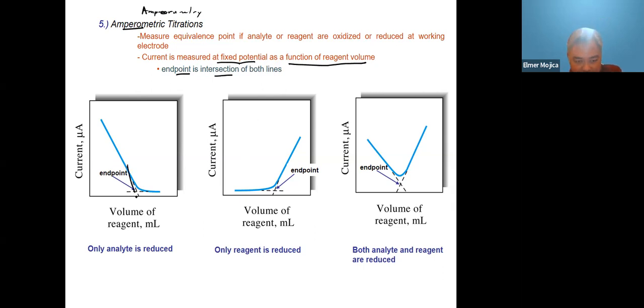So like this. So the volume of reagent. So here only the analyte is reduced. When it reaches here, only the reagent is reduced. And then if you look at the intersection here, both the analyte and the reagent are what we call reduced.